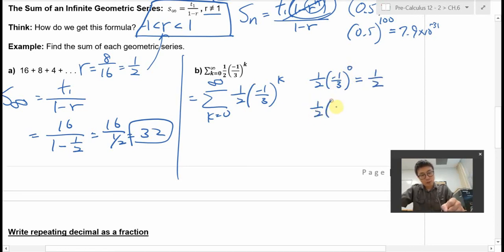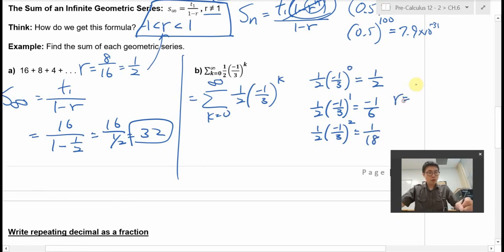The second term is going to be 1/2 times -1 over 3 to the power of 1, which is -1 over 6. Or we'll do one more, with -1 squared: this is going to be 1 over 18. So you can see the common ratio is simply the second term divided by the first term, which is -1 over 3.